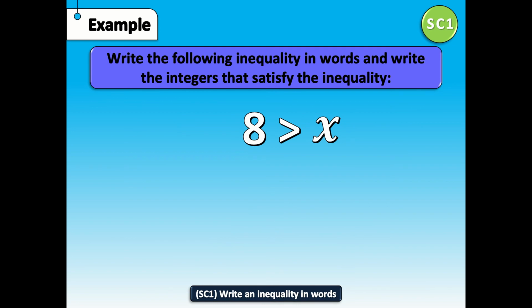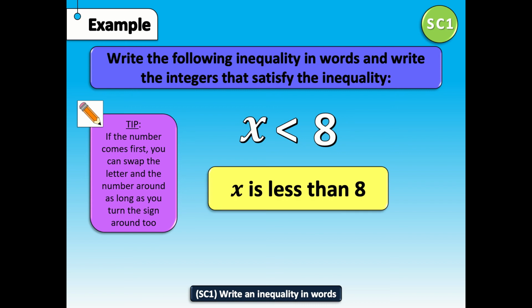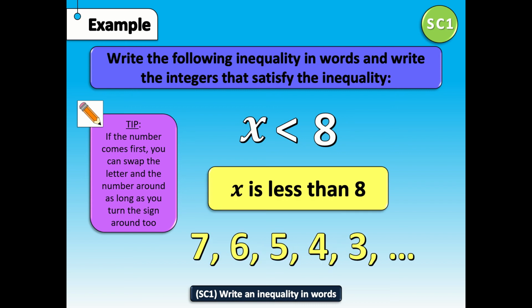For this example, if we swap the number and the letter round, we need to change round the sign as well. So x is less than 8. This means that x will be 7, 6, 5, 4, or 3, or any number less than this.